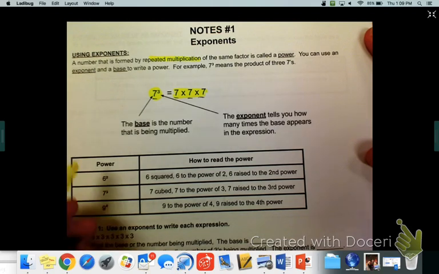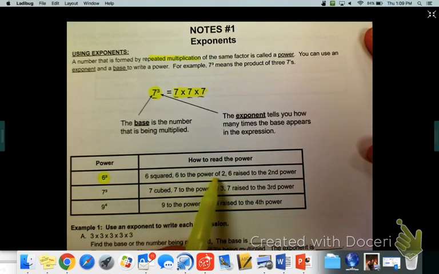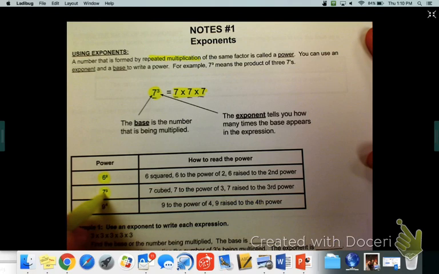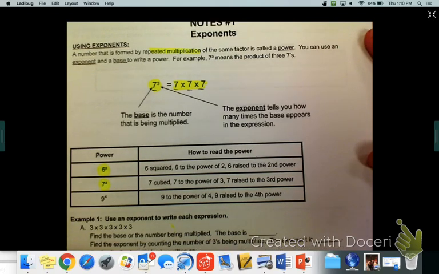There are different ways to say powers, and you must know how to read them. So for the power of 6 to the second, you can say 6 squared, you can say 6 to the power of 2, or you can say 6 raised to the second power. When you have an exponent of 3, you say it's 7 cubed. Cubed matches a 3. When it's squared, it matches the 2. So I could also say it's 7 to the third power, 7 to the power of 3, 7 raised to the third power. Those are all different ways to say it.